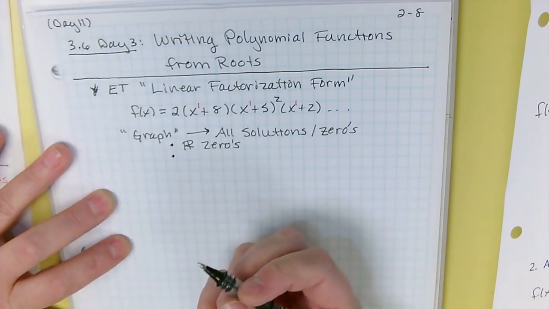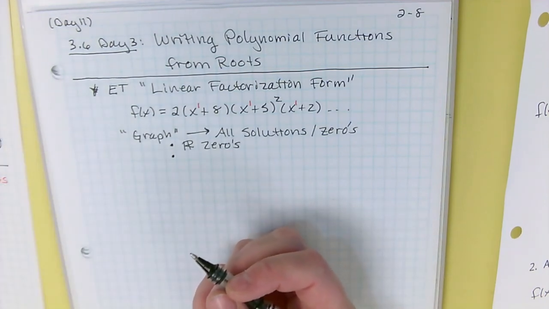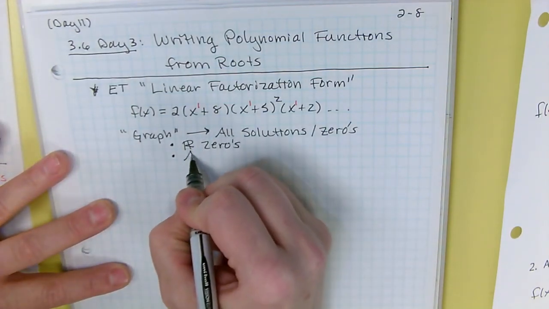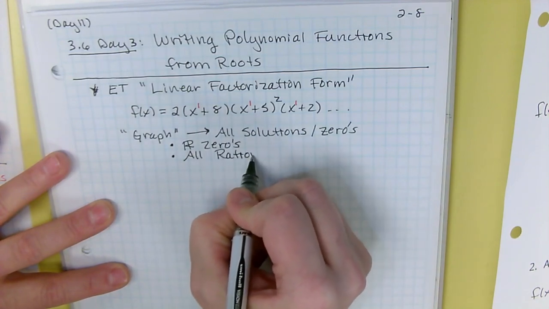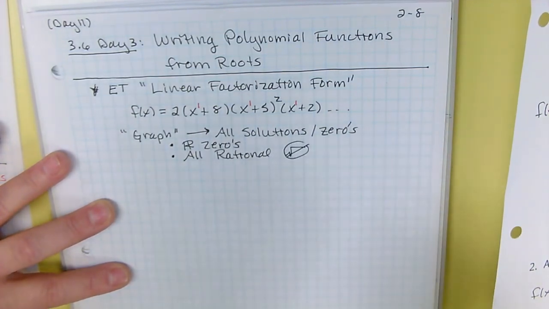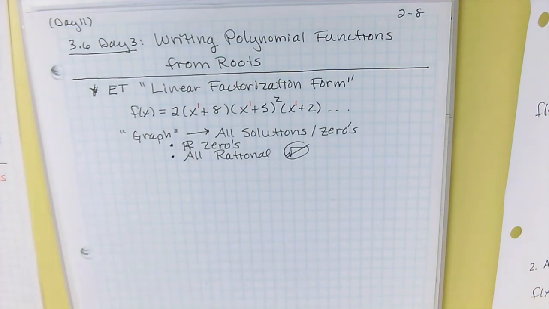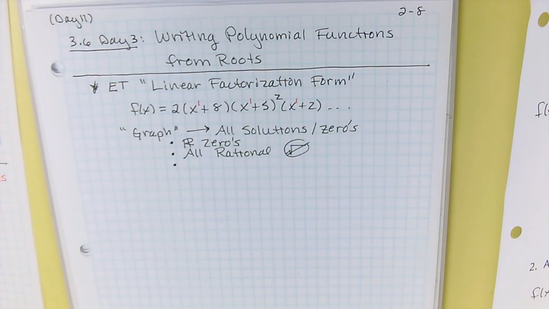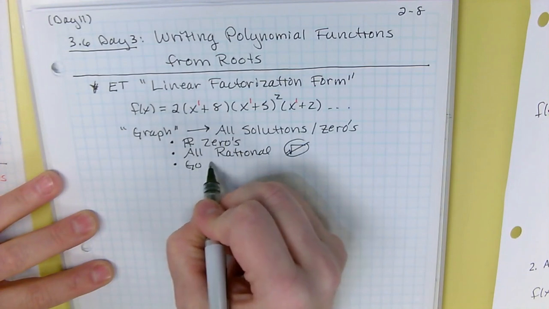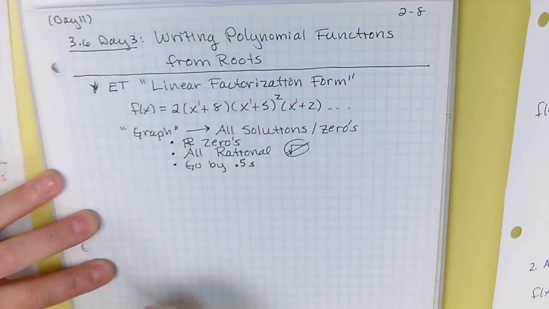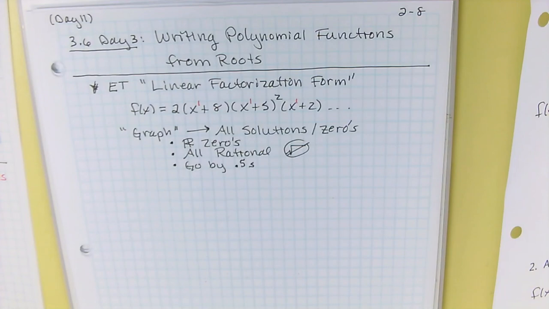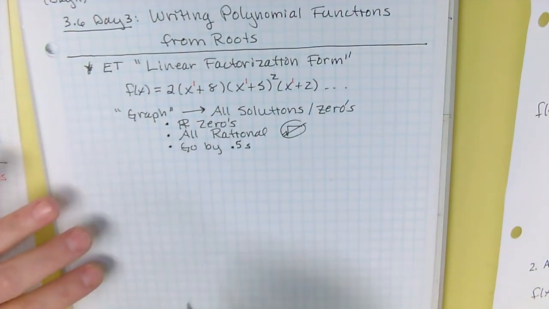You also can assume, just because it's impossible for you to tell the difference between 2.1 and 2.2, there's no way in heck. So you can assume that all the zeros that they're going to want you to get are rational, which means no square root anything, just regular numbers. And then the other assumption that you can make is if the zero is in between numbers, you can go by 0.5s. But that's it. Don't go by 0.2s or 0.3s. There's no way you can tell that. So just assume if it's in between a 1 and a 2, it's a 1.5. Okay, so that hopefully makes that a little bit easier.